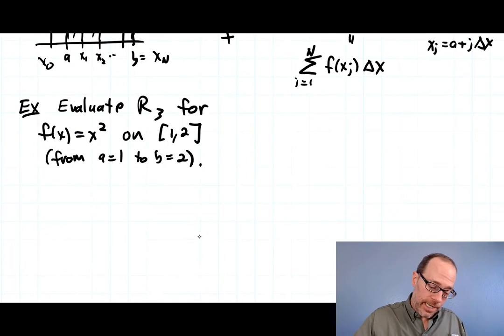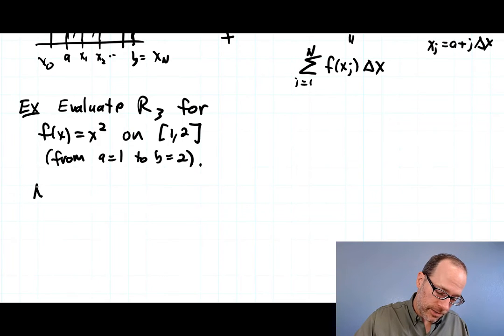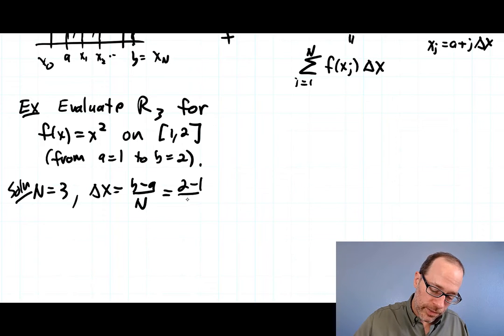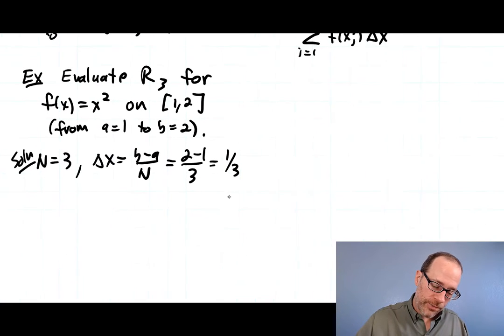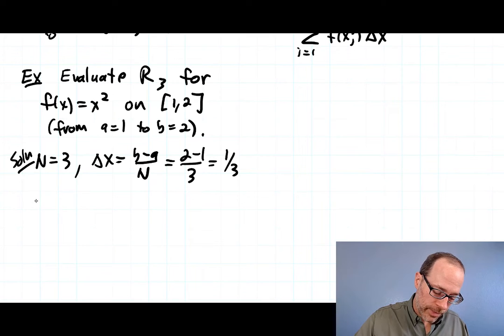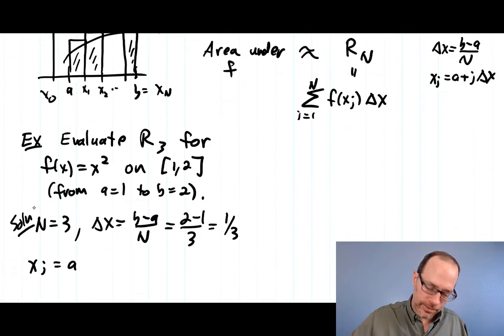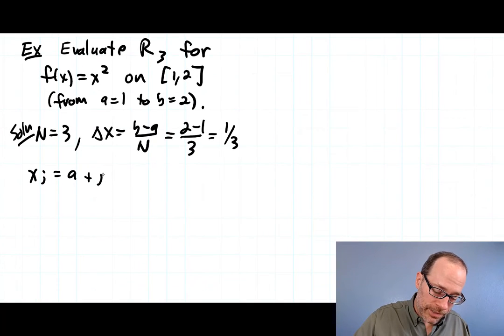So first of all, we need to calculate delta x here. The n is 3. The delta x will be b minus a all over n, so that will be 2 minus 1 over 3, so that's 1/3. And then we need those intervals. Remember, x sub j is equal to a plus j copies of my delta x.